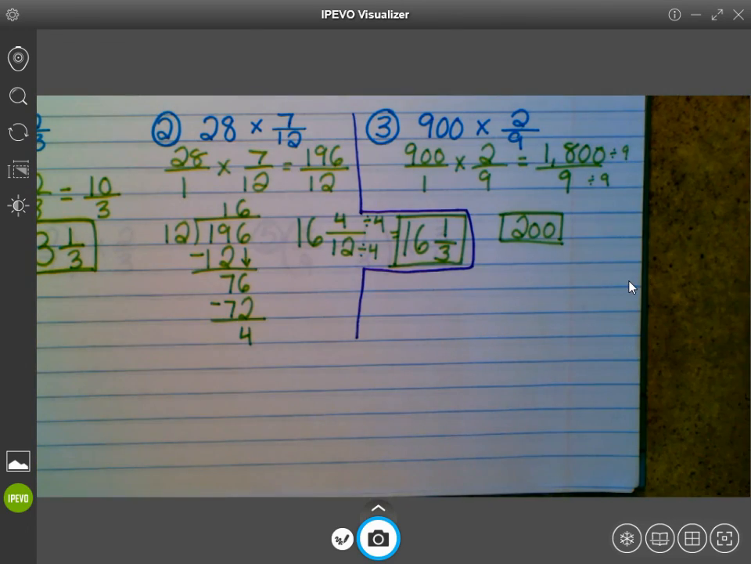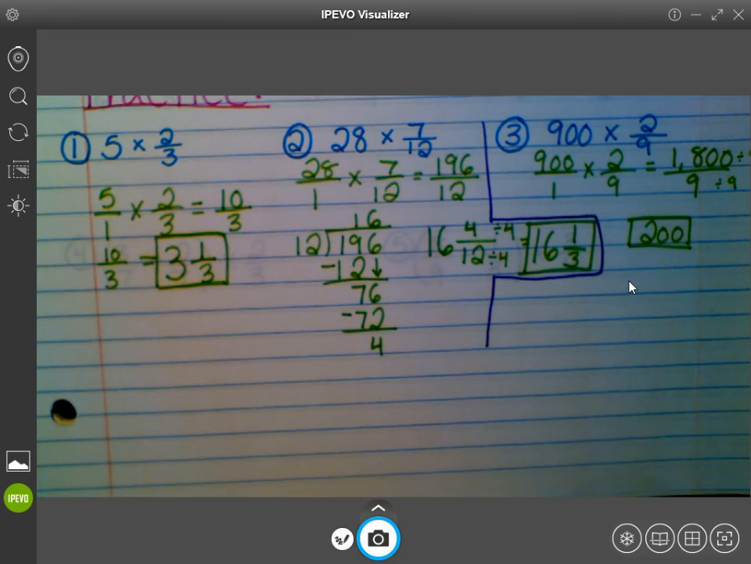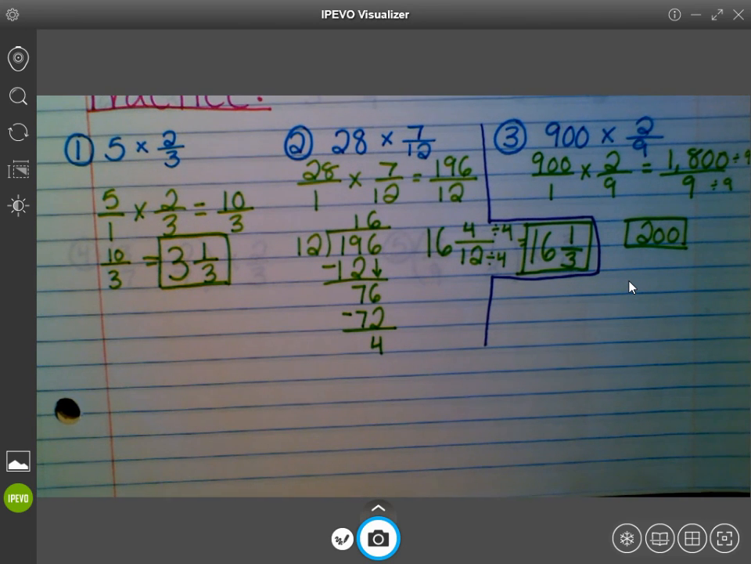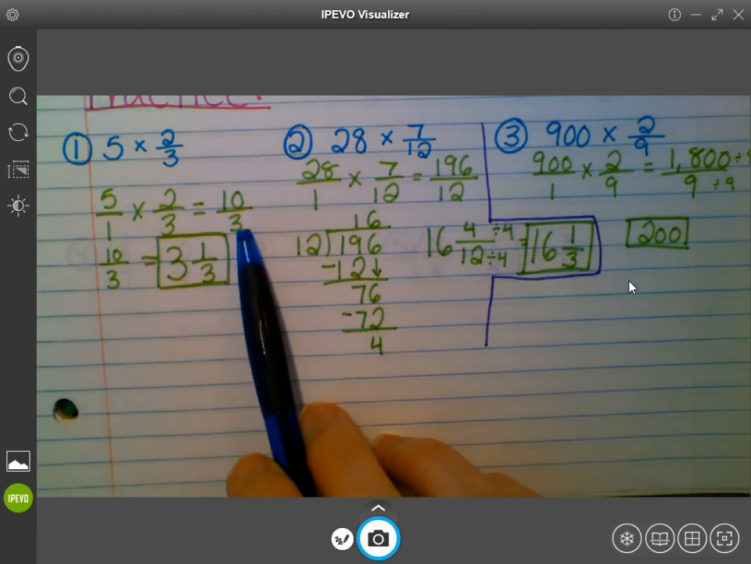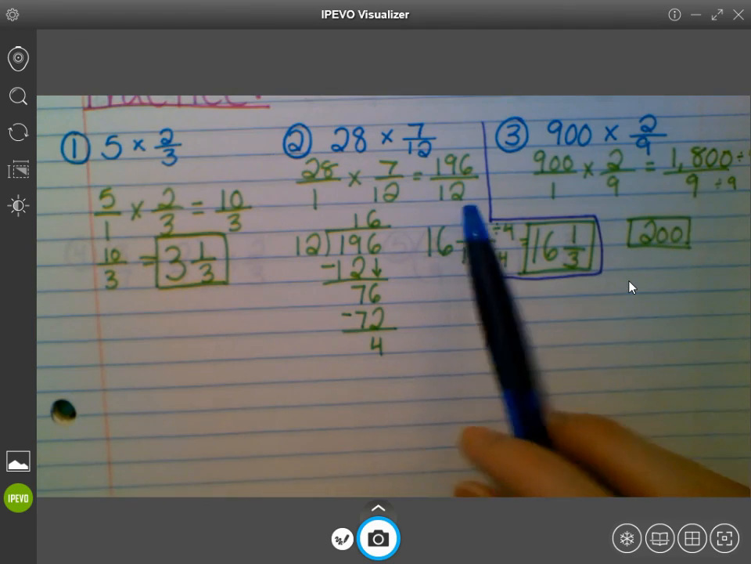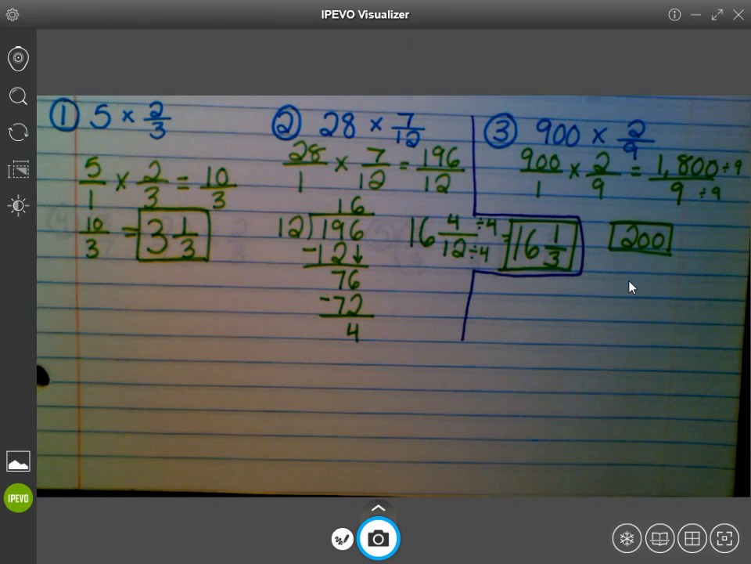Exactly. Okay, so I'm going to ask you again, how do you feel when it comes to solving these about the first two steps? Putting the whole number over 1, then multiplying, not even simplifying. So that means getting 10/3, 196 over 12, and 1800 over 9. How do you feel about that? How do you feel about having to then simplify? How are we feeling with that?